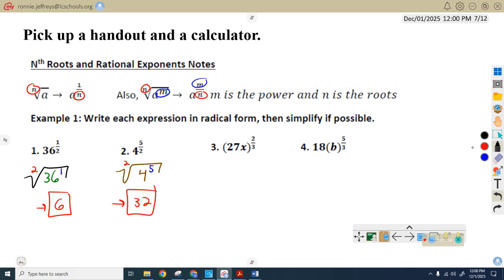All right, number 3, radical sign. Now, it does make a difference what's in the parentheses. Okay, if we notice on number 3, everything's in the parentheses.